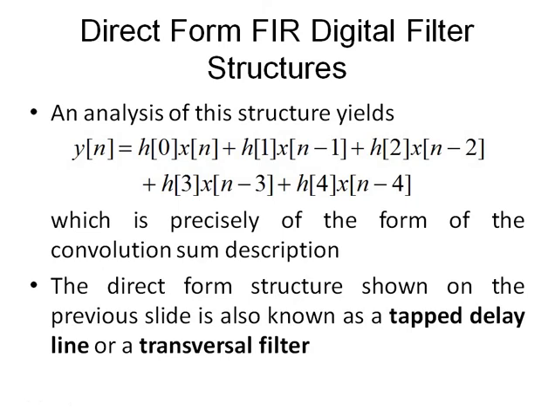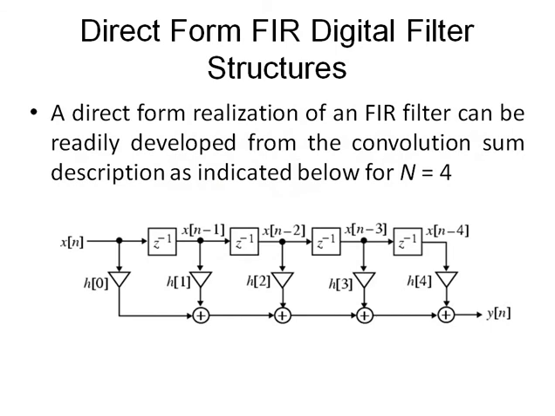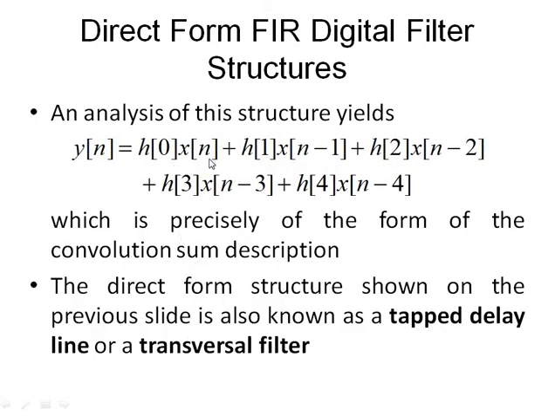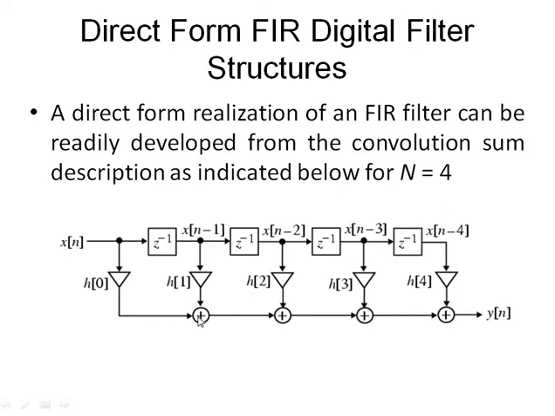An analysis of the structure yields y[n] equal to h[0] x[n], which is added with h[1] x[n-1]. Then these are added with x[n-2] into h[2]. Then it is added with h[3] into x[n-3]. Next, it is added with h[4] into x[n-4].